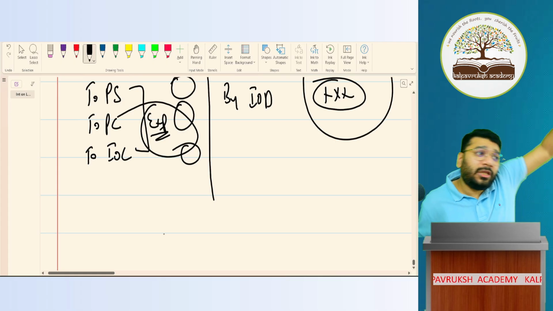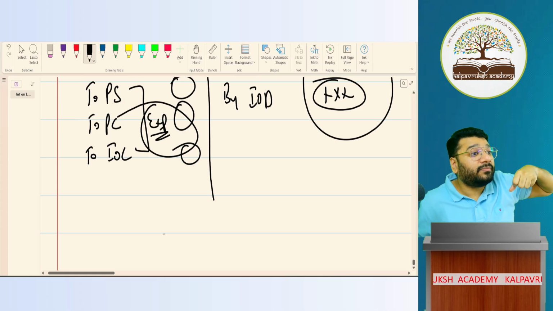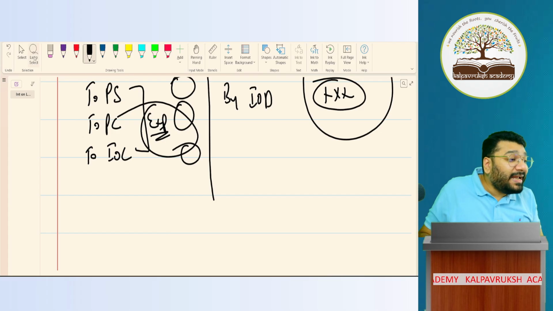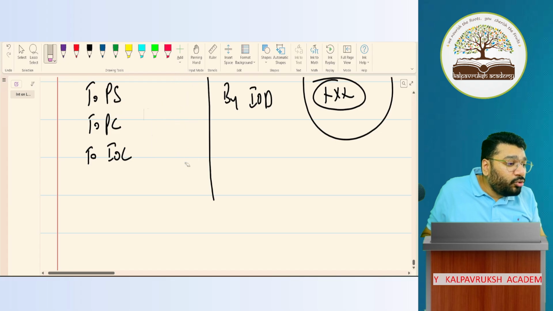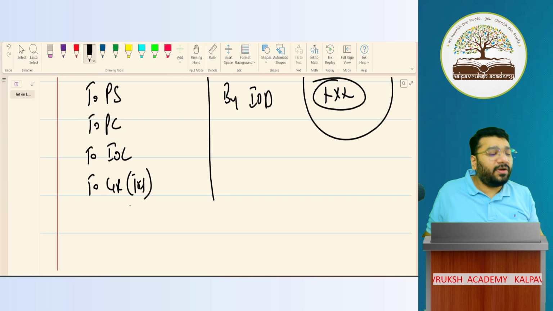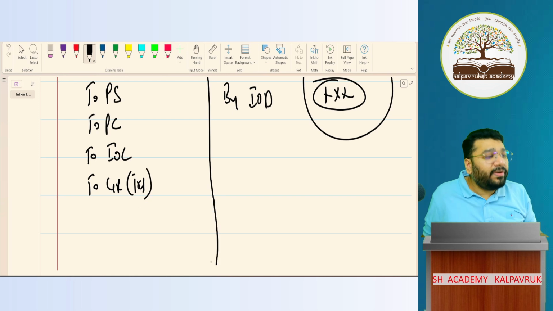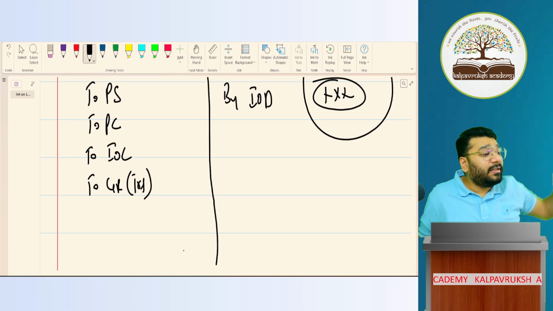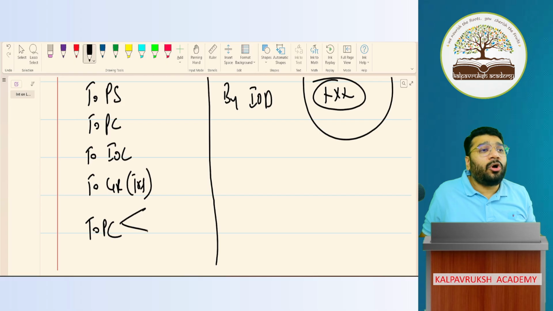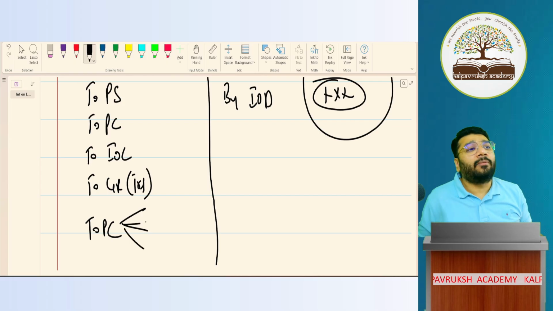Will I distribute all the profit to partners, or will I keep some? Some I'll keep in the business as savings by transferring it to general reserve. So what will come? To general reserve, transfer. If any profit is left, that you will distribute to partners' capital accounts. If two partners, two accounts will come; if three, three; if four, four.